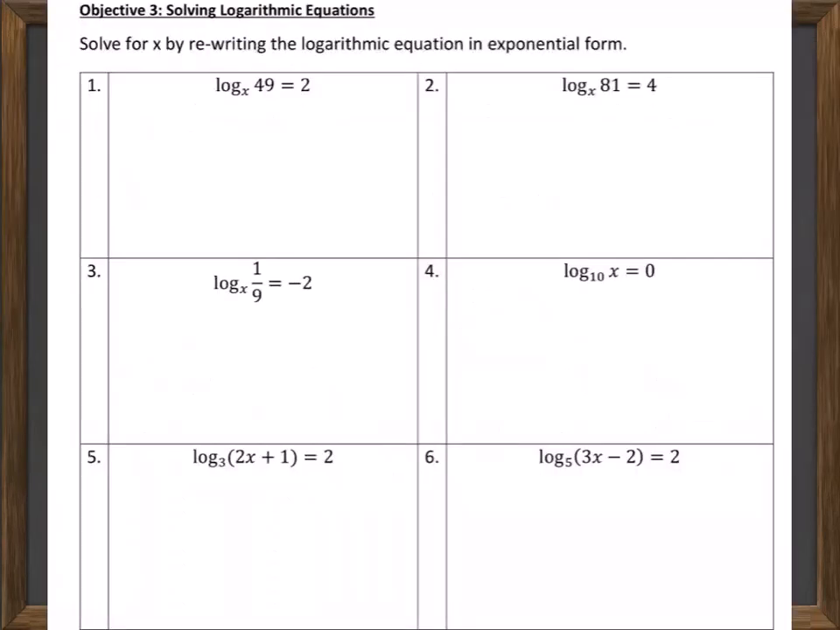Objective 3, solving logarithmic equations. Solve for x by rewriting the logarithmic equation in exponential form. So let's begin. If we look at number 1, we can see that the base is x. Then we can see that the exponent on the other side of the equation is 2. So we have x squared is equal to, oops, sorry, not 79. x squared is equal to 49.